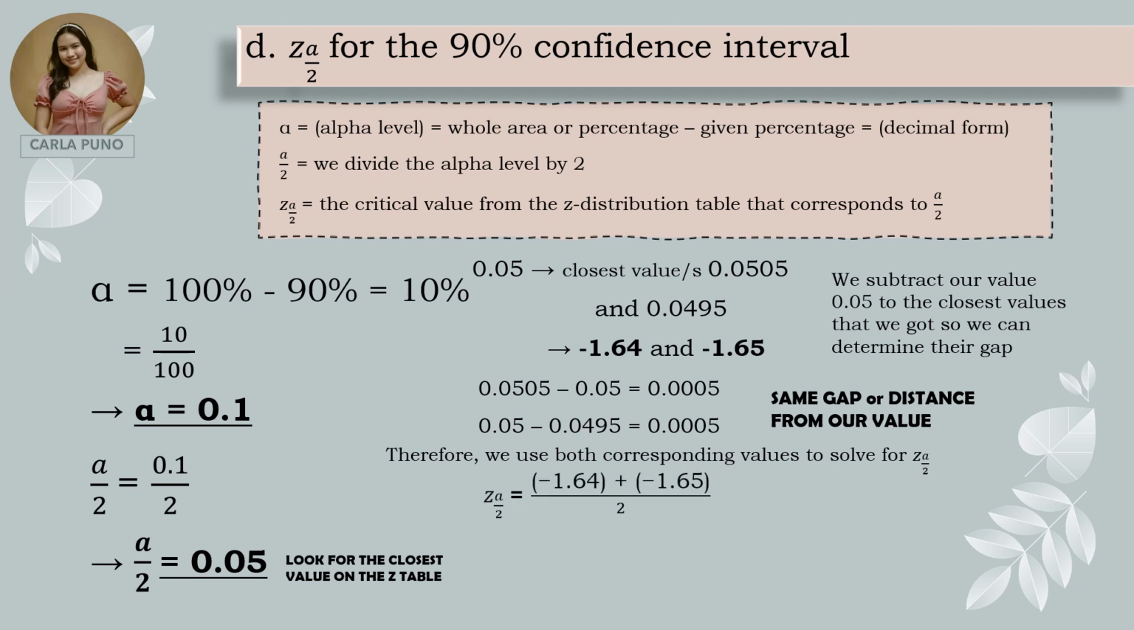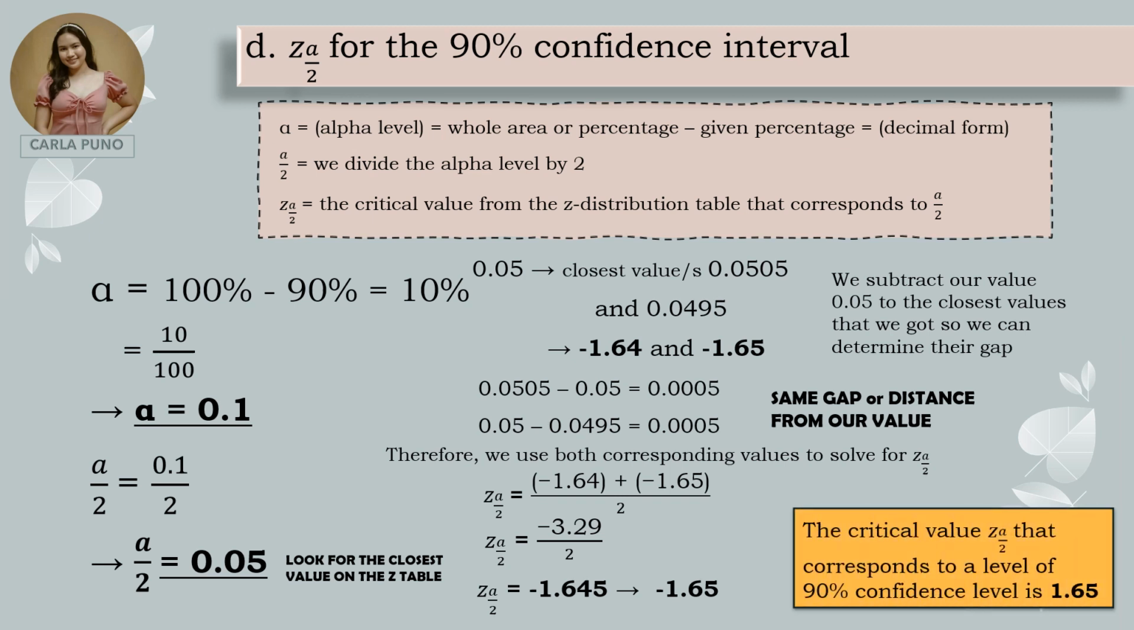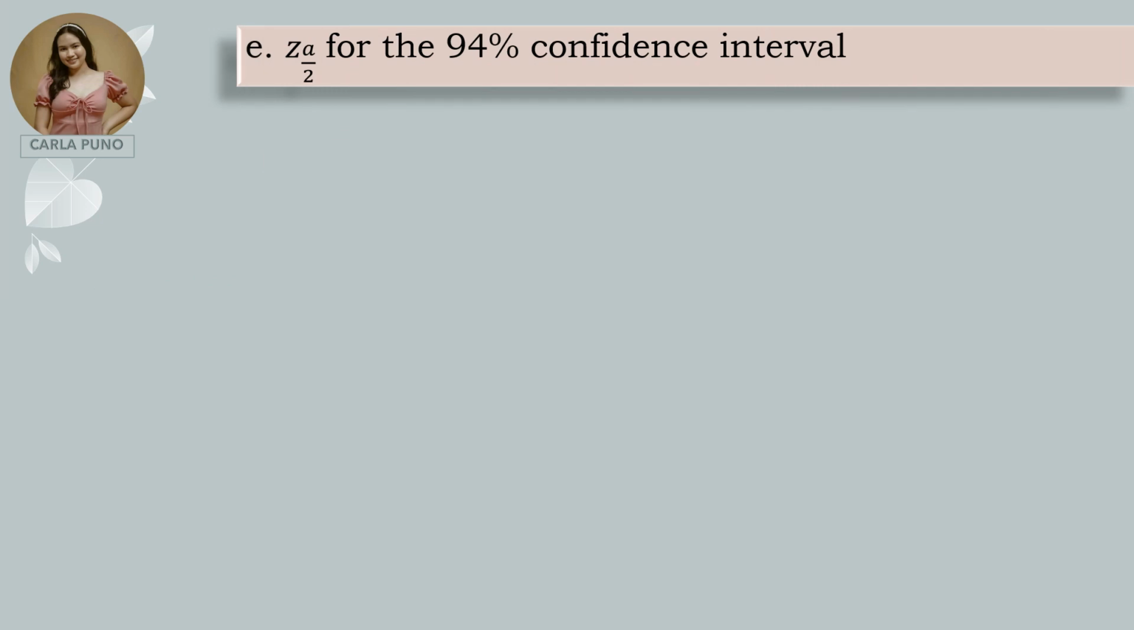We are going to add the two corresponding values. We have negative 1.64 plus negative 1.65 over 2. We have negative 3.29 over 2. Then we divide. We have negative 1.645, and then to two decimal places, we have negative 1.65. Therefore, the critical value z sub alpha divided by 2 that corresponds to a 90% confidence interval is 1.65. And lastly, we have letter E, z sub alpha divided by 2 for the 94% confidence interval.